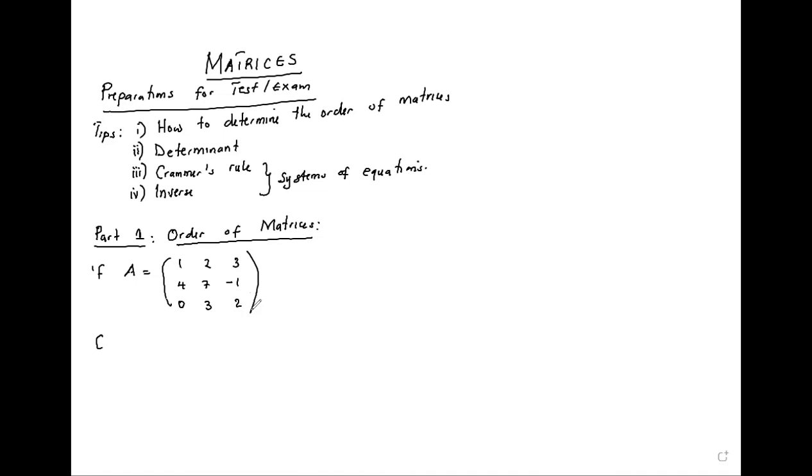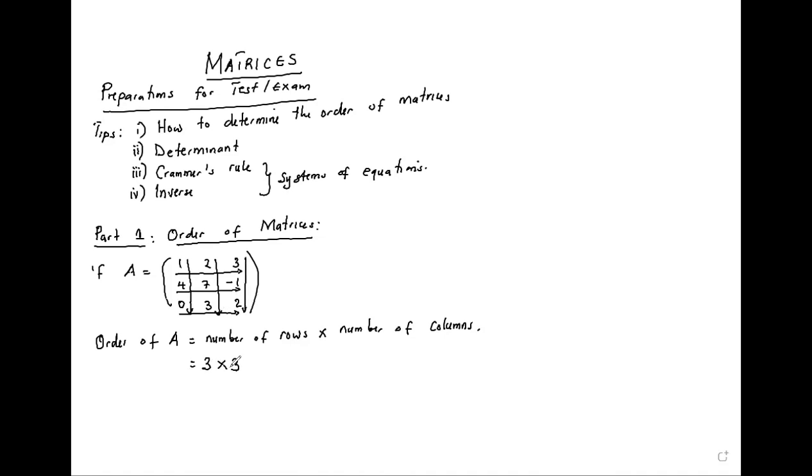When they say find the order of A, you count the number of rows multiplied by the number of columns. That's the order. So in this case, the order of A is going to be the number of rows, we mean these lines, 1, 2, 3. So you write 3 multiplied by the number of columns, 1, 2, 3. So 3 by 3. And the 3 by 3 matrix, where the number of rows is equal to the number of columns, is called a square matrix.